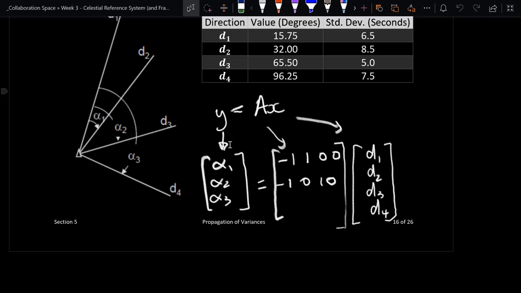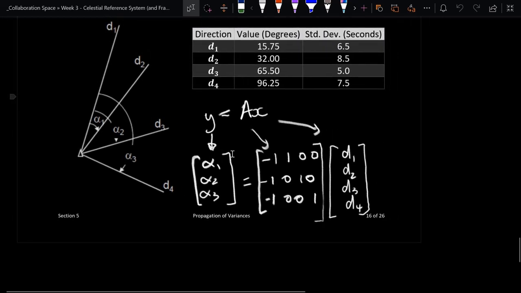And our final internal angle, alpha 3, is computed as the difference between direction 4 and direction 1. So again, we would have negative 1 for direction 1, no direction 2, no direction 3, and 1 for direction 4. So we have our linear relationship set up. And we have one other thing to do, which is to construct our variance covariance matrix for the measurements. So let's do that over here on the right.